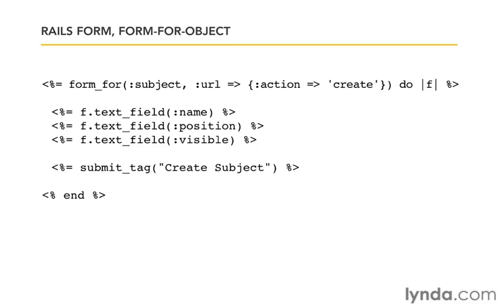And then after do, notice that I've also got upright bars with an f between them. We call those pipes. What I'm saying is take this subject and make it available as the variable f. So f is now the subject. It's the form object. That's why it's called f. The form object. So take subject and based off of subject, give me a text field for name. Based off of subject, give me a text field for position. You can see how we're not repeating ourselves as much here. And it's also much clearer that this whole form is for our subject object.